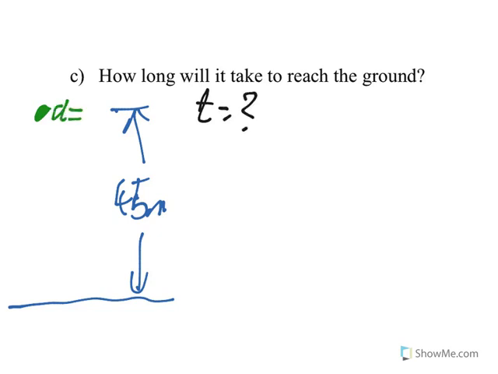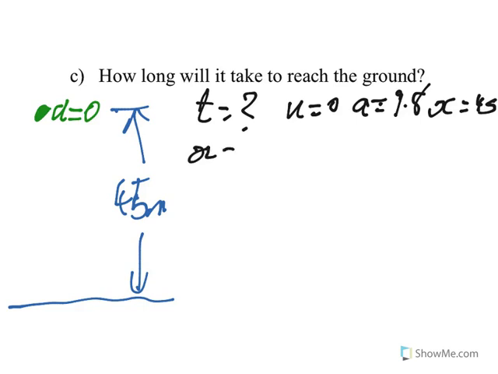We know that u is 0. So we know u is 0 because we let it go. We know a is 9.8, and we know that x is 45. Alright, so the formula that we're going to need is the one that's got those four things in it. So the one without v, so x equals ut plus a half at squared.